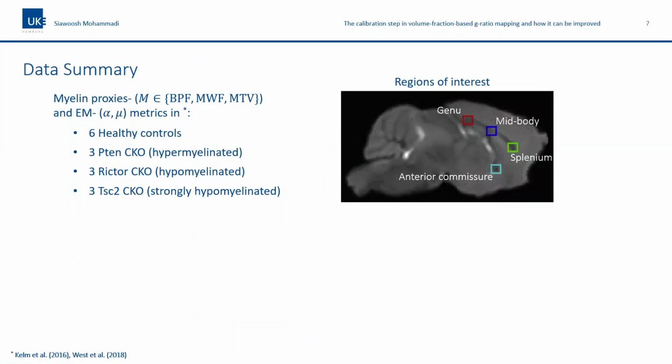To do that, we use a data set that Jennifer mentioned already. This is from Mark Does' data set with the 6 healthy control mice and 3 different myelin models. Hypermyelinated model, P10, with more myelin, and 2 hypomyelinated models. The TSC2 model has almost no myelin. And in each mouse, we now acquire multimodal data. So MRI and histology, electron microscopy, in 4 different regions, 3 in the corpus callosum and 1 in the anterior commissure.